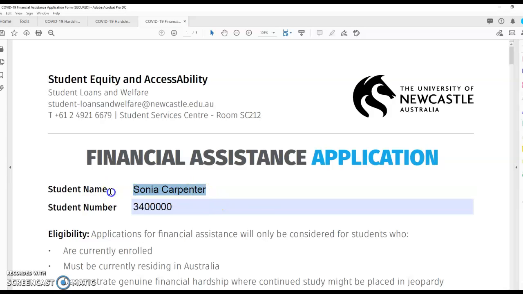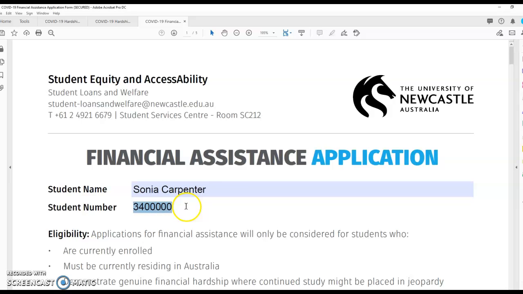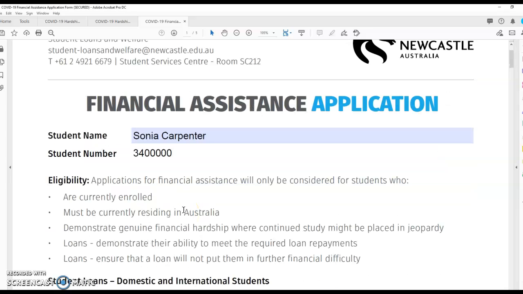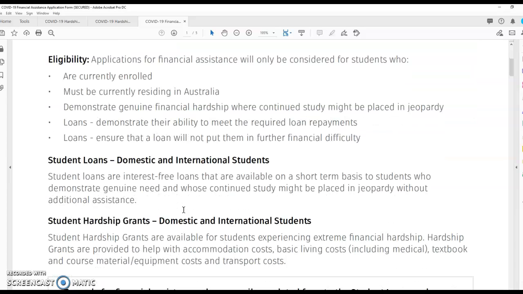Fairly simple. The first thing to do is enter your full student name and student number. Student number is the 9-digit number starting with 3. Then you can read the application where it talks about how applications will be considered only for those students currently residing in Australia and those who have genuine financial hardship.